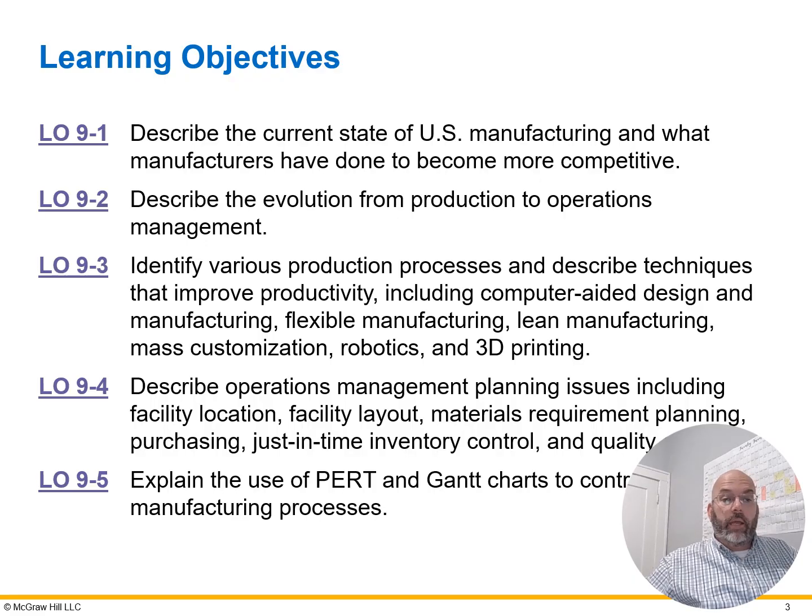So our objectives are: describe the current state of U.S. manufacturing and what manufacturers are doing to become more competitive; describe the evolution from production to operations management; identify various production processes and describe techniques that improve productivity; describe operations management planning issues, including facility location, layout, materials requirement planning, purchasing, just-in-time inventory control, and quality control; explain the use of PERT and Gantt charts to control the manufacturing process.